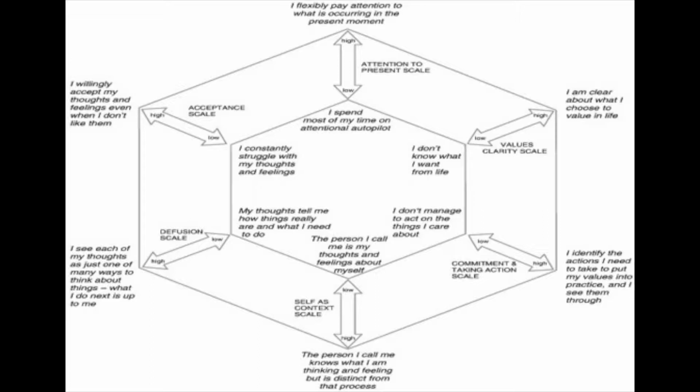The next one is diffusion. So if you're doing good in this category, you would say something like, I see my thoughts as just one of the many things I think about. What I do next is up to me and my thoughts don't get to determine that. If you're struggling in this area, you would say something like, my thoughts tell me what to do and what the truth is.